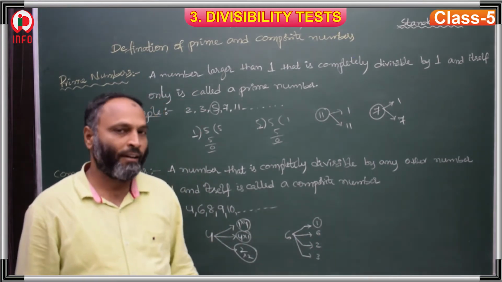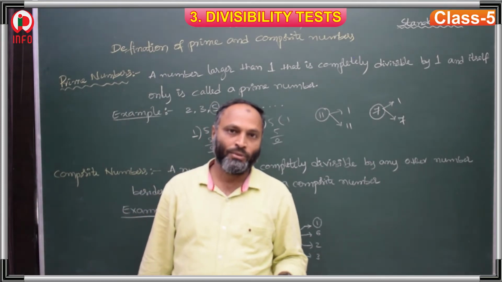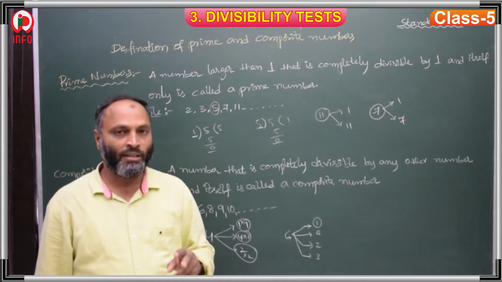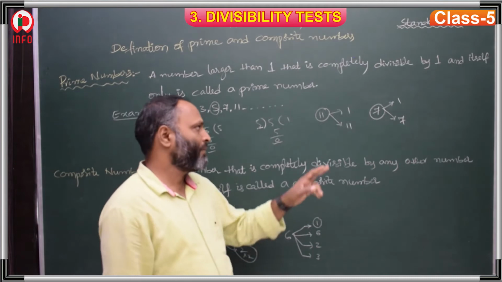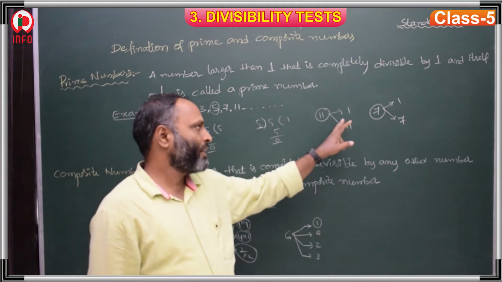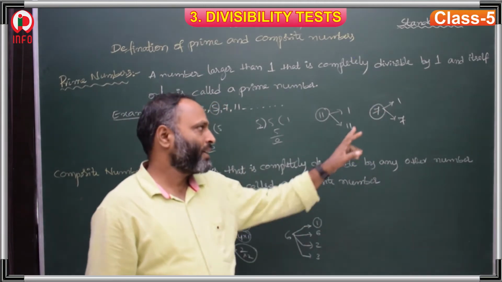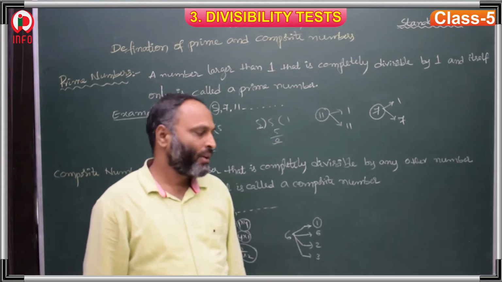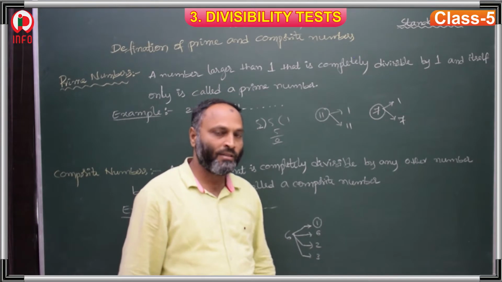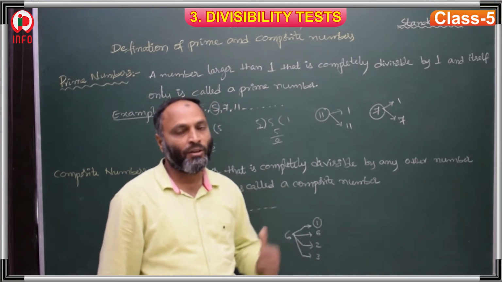Numbers which have more than 2 factors are composite numbers. Numbers which have only 1 and itself as factors are prime numbers. No other number divides 11, and no other number divides 7. Only 1 and itself divide a prime number. But in a composite number, 1 and itself are there, and besides these, more other numbers are also there. These types of numbers come under composite numbers.